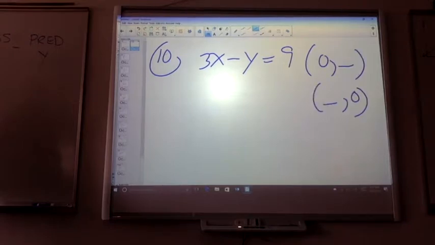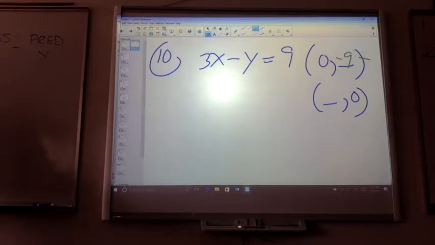Okay, I'm going to plug 0 in for my x, so I cover up my x value. Negative y equals 9. So what's y equal to? Negative y equals 9. What is y equal to? 9, it's 9. No, if negative y is equal to 9, then y cannot be equal to the exact same thing.